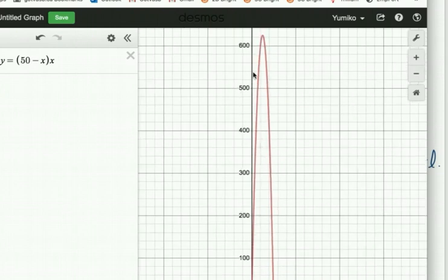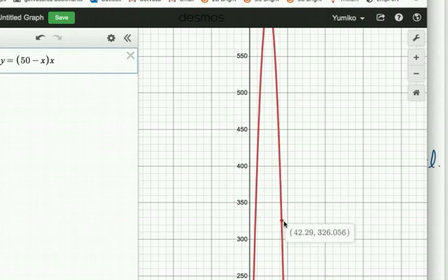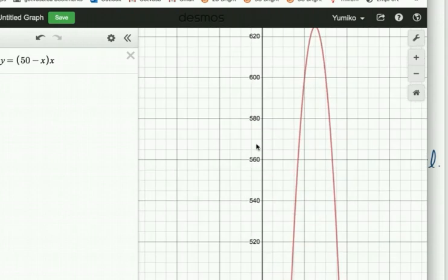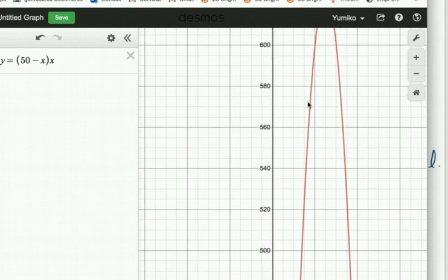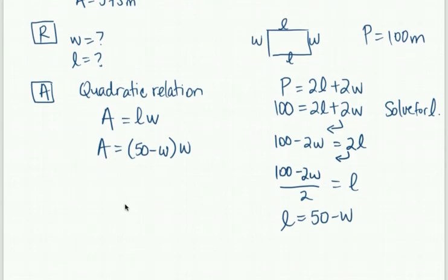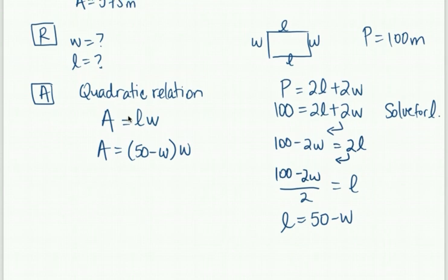Or we want an area of 575, which is, whoops, right about here. Okay, so an area of 575 is right there. So we're trying to figure out what the width would be, okay? See how it's not in a nice crosshair area. So we're going to solve for that instead, okay? So here it is, here's the expression. So let's go through and solve for that.